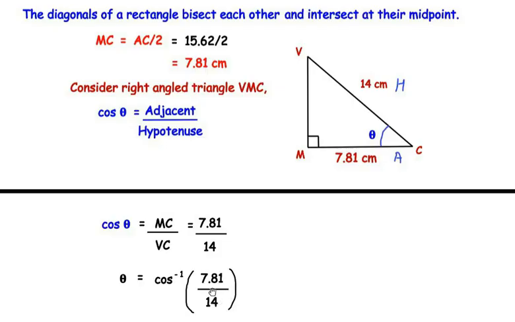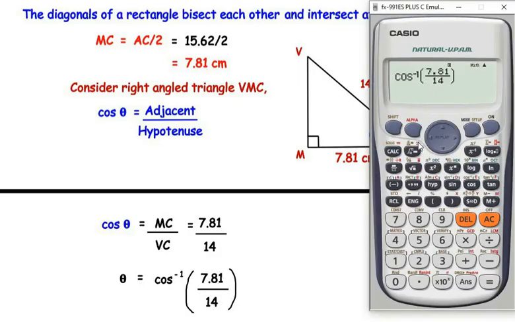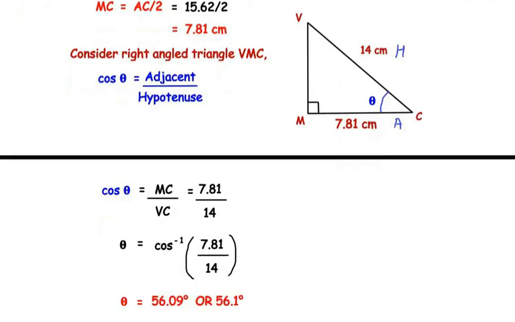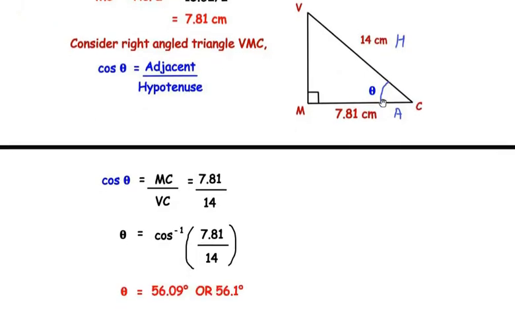So let us see what value this gives us. Cos inverse of the given fraction gives us 56.092 degrees, or we are going to round it to one decimal place and write it as 56.1 degrees. So here the angle made by VC with the rectangular base is 56.09 degrees or 56.1 degrees. So this is going to be our answer.